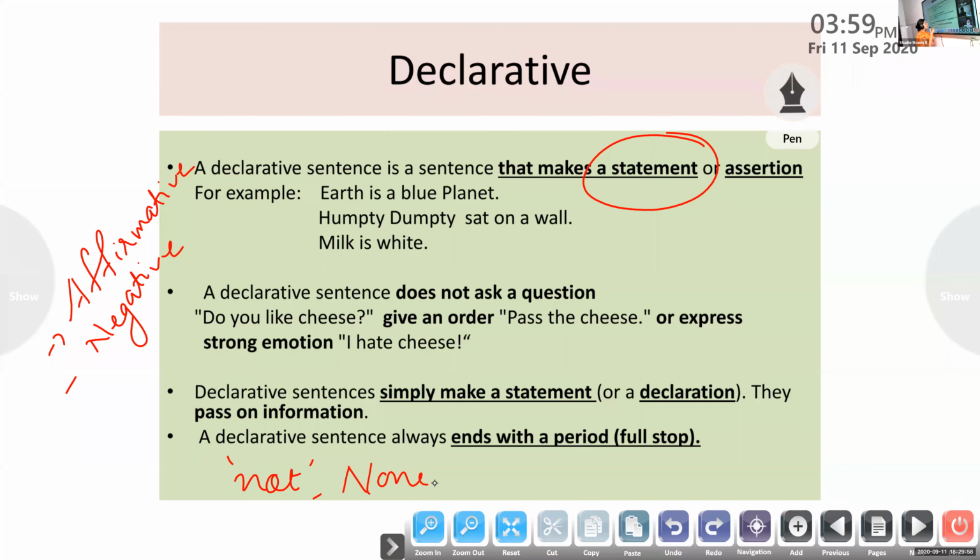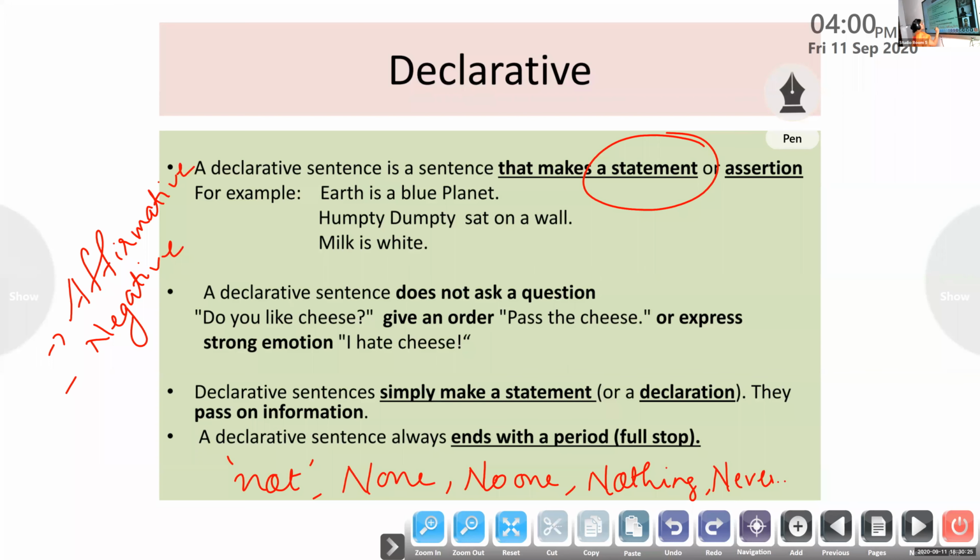There are a few negative words like none. If you use none in a sentence, that sentence is a negative sentence. If you use no one, it is a negative word. Never, nor, nothing, nobody, nowhere are a few examples of negative words. This is how we can make a declarative sentence negative.